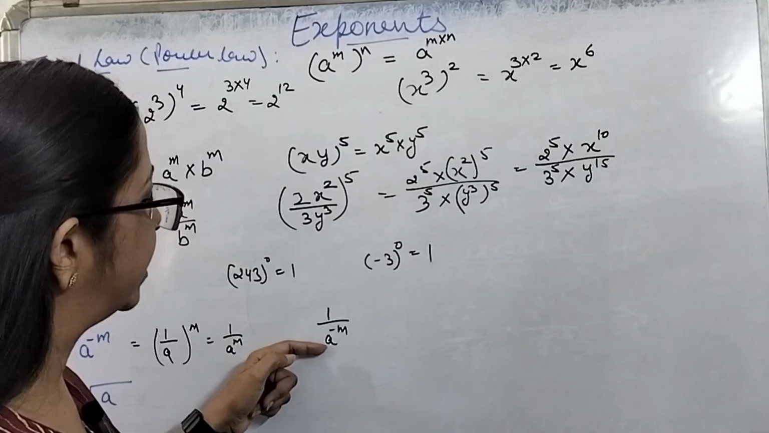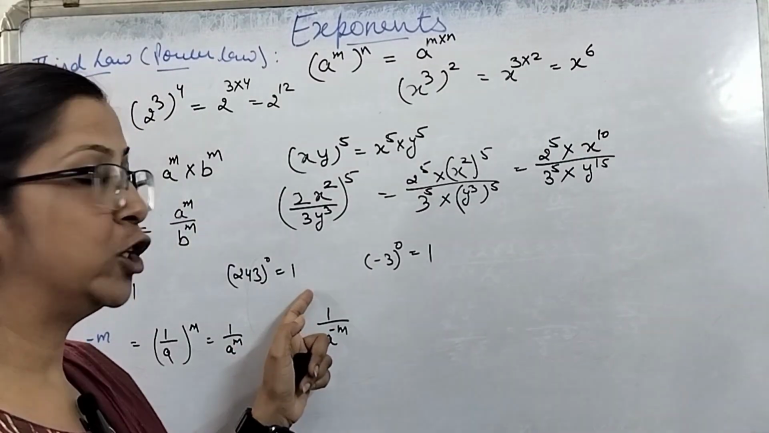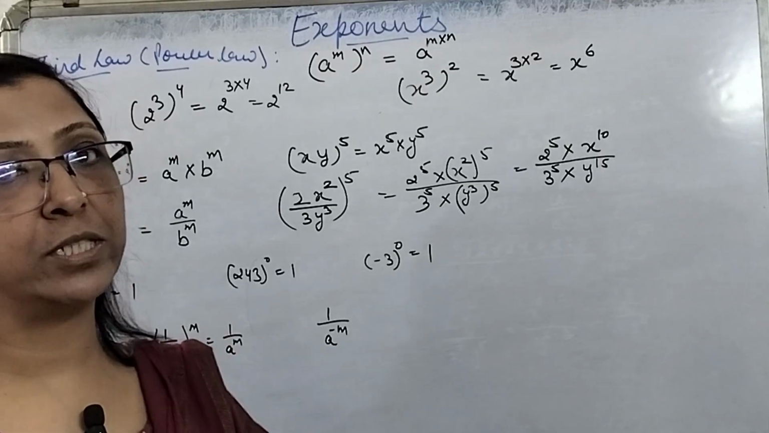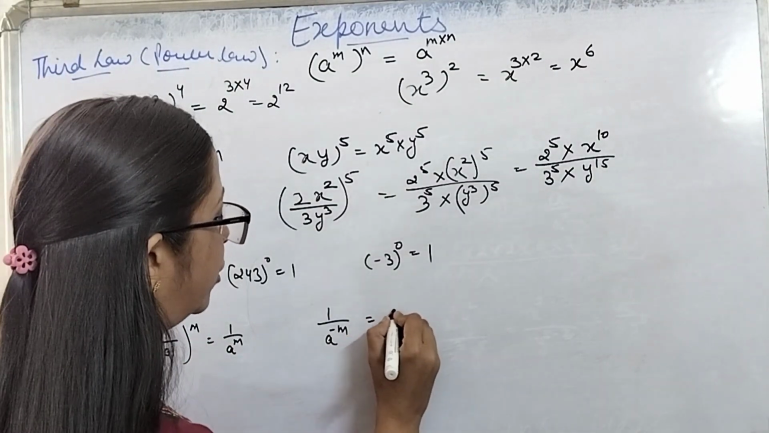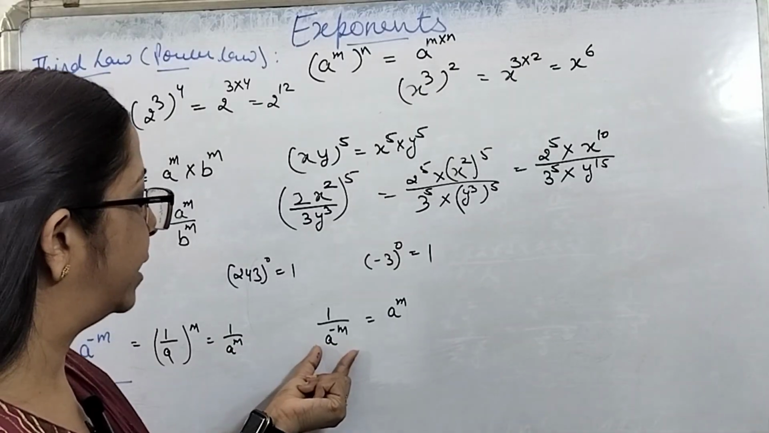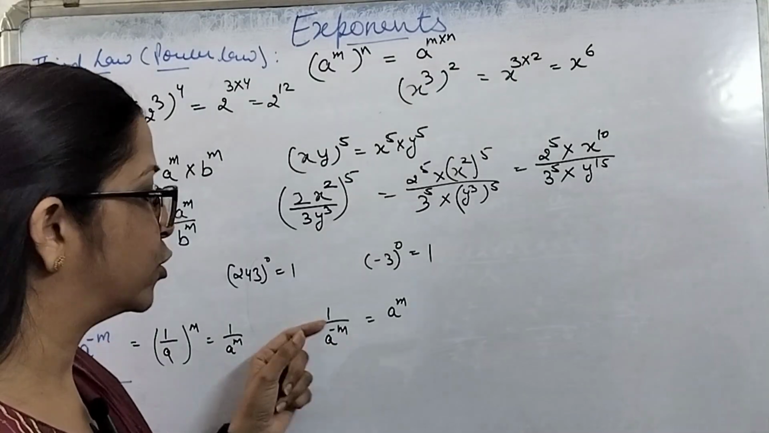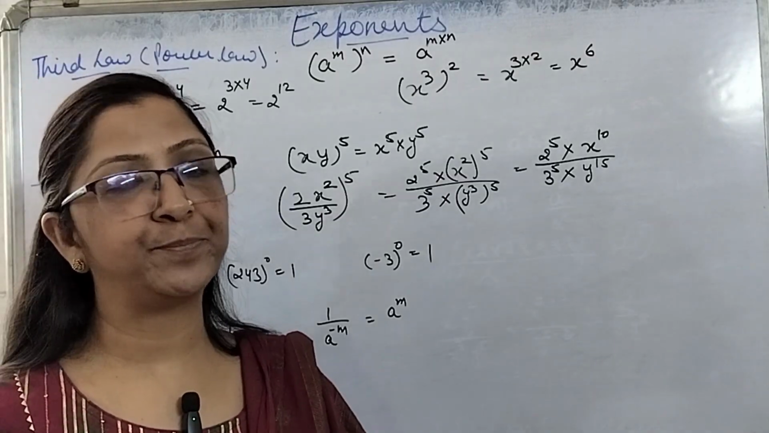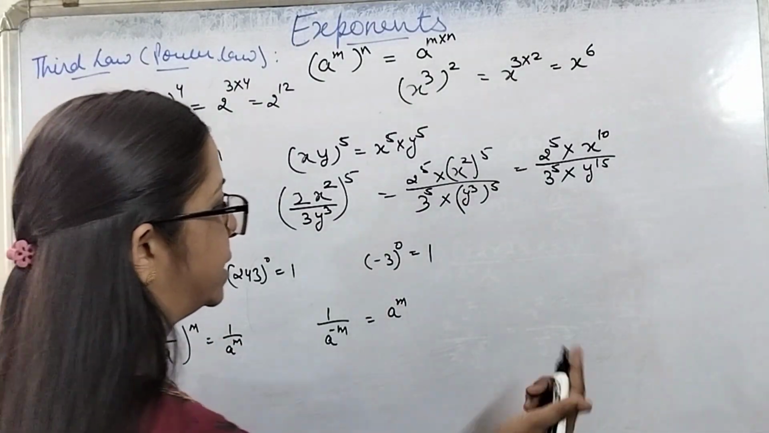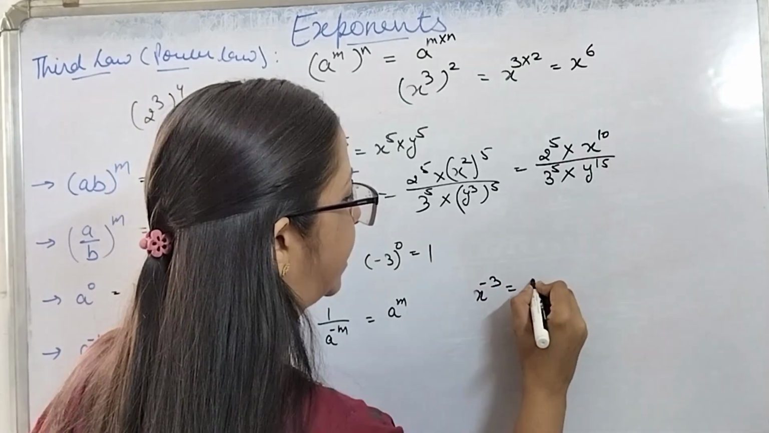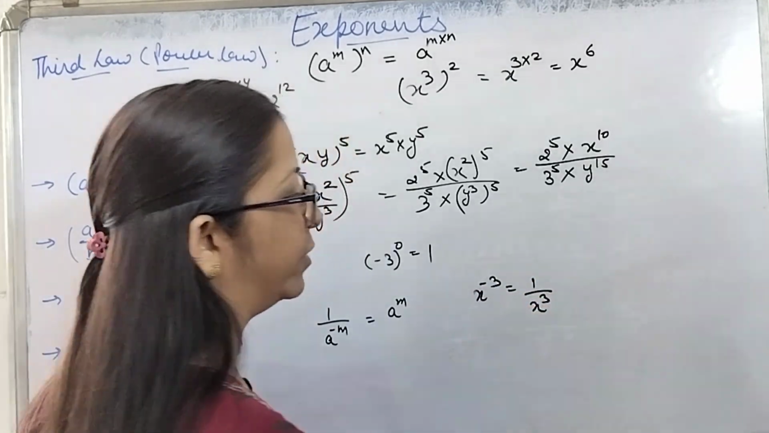In that case we will take this base in the numerator and your power or your index will become positive. So it could be written as a raised to the power m also, because over here the denominator is having the negative index. So if we take it in the numerator, its index will become positive. Suppose the number is say x raised to the power minus 3. So it could be written as 1 upon x raised to the power 3.